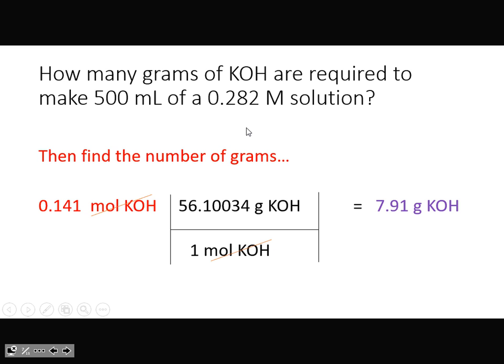So what's that tell me? If I need to make 500 milliliters of a 0.282 molar solution, I'm going to weigh 7.91 grams of potassium hydroxide out on a scale, and I'm going to add that to 500 milliliters of water and make sure that that potassium hydroxide is dissolved. That'll give me the 0.282 molar solution.